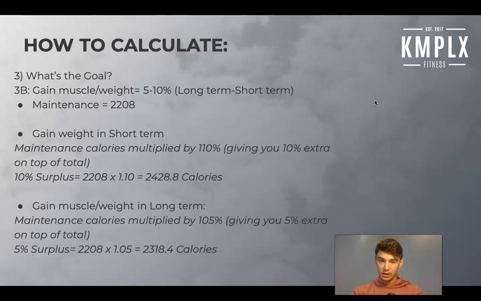So gaining weight in the short term, still 2208 calories is my maintenance, so that's my one. But now to get a 10% surplus, I multiply my 2208 by 1.10, 110%, and that gives me 2428 calories. Same in the long term, I multiply it by 105%, and that will give me 2318.4 calories. So again, you can ballpark it, just say 2300 calories. Again, check the scales, check everything alongside it, check the trends, make sure that you are actually gaining weight. So that's up there for anyone who needs to screenshot it.